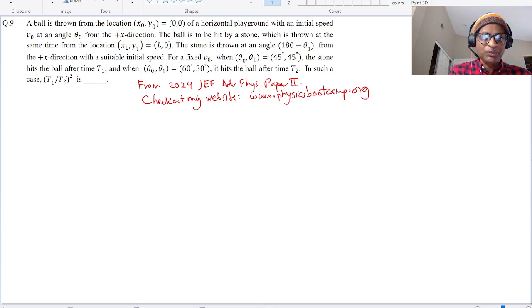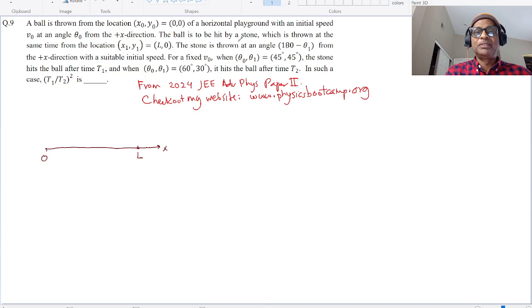Two balls will be thrown from two different places on the x-axis. One will be thrown from here, another will be thrown from here. And this is the x-axis, this is L, and this is the origin.